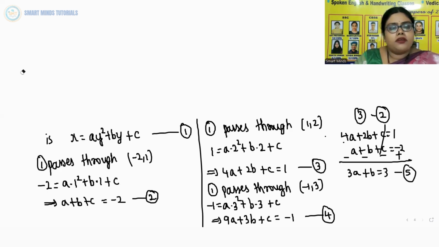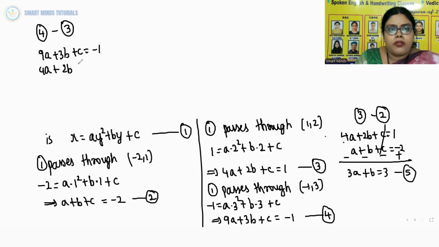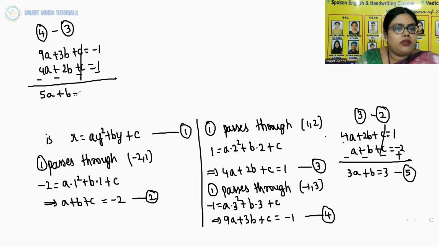Now after completing 3 minus 2, we will do 4 minus 3 now. So fourth equation we will copy as it is. Then below that we will write third equation. 4a plus 2b plus c is equal to 1. To cancel c we need to change the signs. C minus c cancel. 9a minus 4a is 5a. 3b minus 2b is b. -1 becomes -2. This is equation number 6. Now we need to solve 5 and 6.